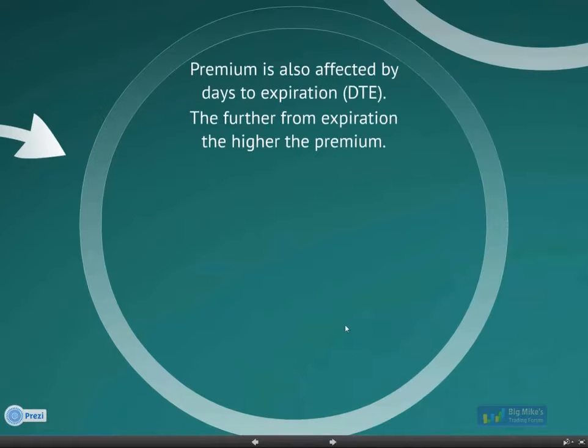Premium is also affected by dates of expiration. The further from expiration, the higher the premium, and that's called time value.